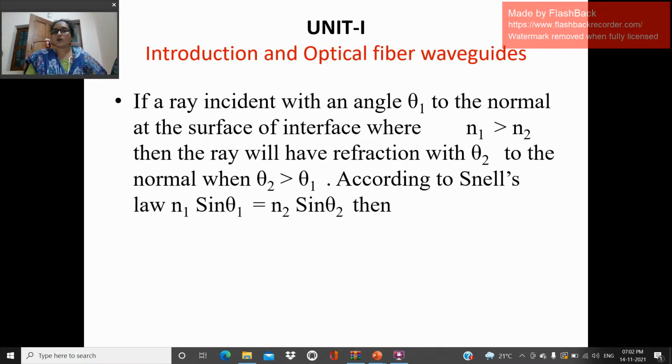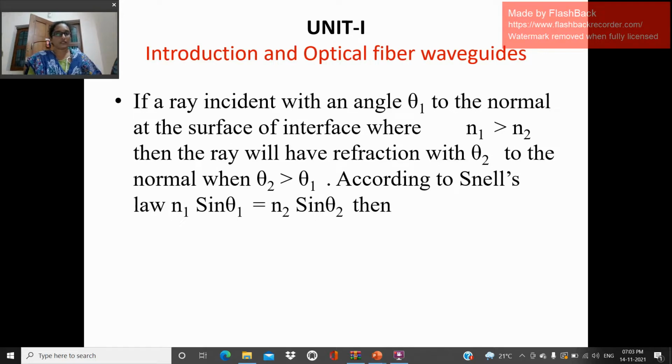So next, consider an angle of incidence theta 1 to the normal at the surface of the interface where n1 is greater than n2. Then the ray will have refraction with theta 2 to the normal, where theta 2 is greater than theta 1. So theta 1 is the incident ray angle, and n1 is greater than n2, and the ray will have refraction with theta 2. Refraction means the dielectric material is separating the two refractive indices.